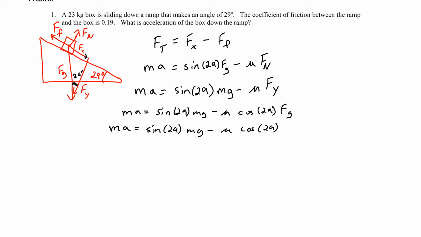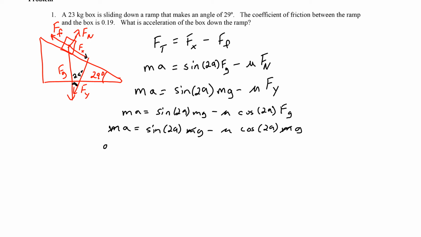What's Fg going to equal? Mg. So what happens to the mass in this? So the masses are all canceled. So the mass of the box doesn't matter for it sliding down the ramp. So now let's find A.